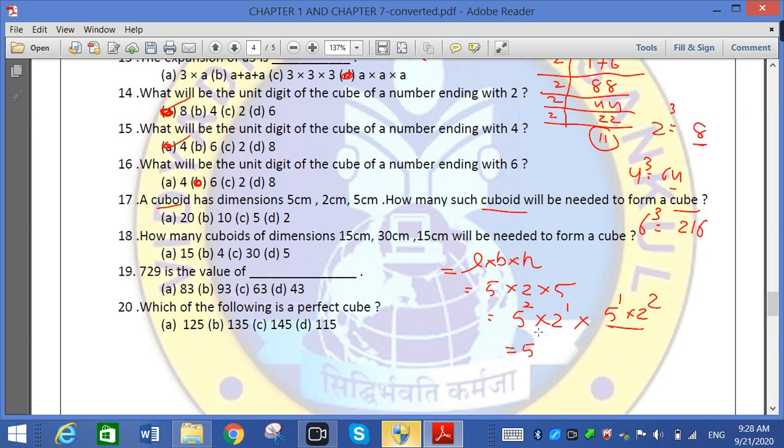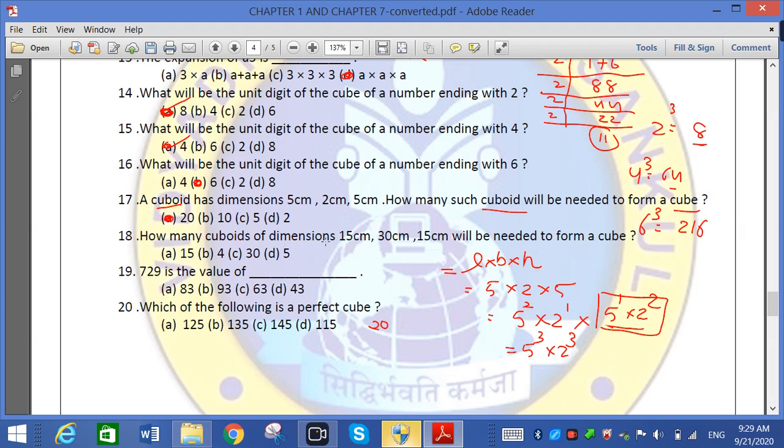So we can get 5 the power 3 and 2 the power 3 to make a perfect cube. So 5 the power 1 and 2 the power 2, that is 20. 2 square is 4, 4 5s are 20. So I have to multiply with 20. If I multiply with this 20, it will be 1000. So 1000 is a cube of 10. That is why I have multiplied by 20.